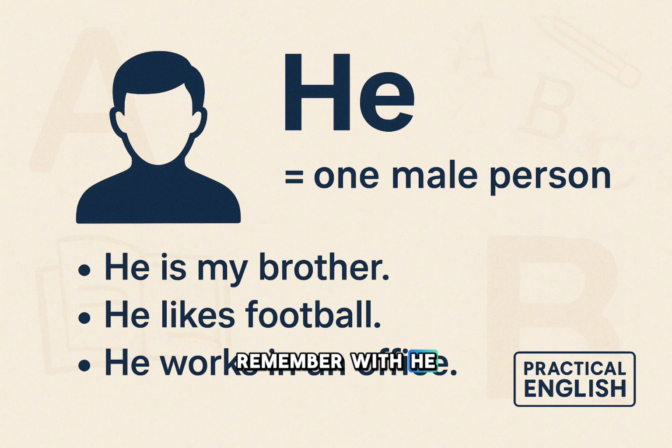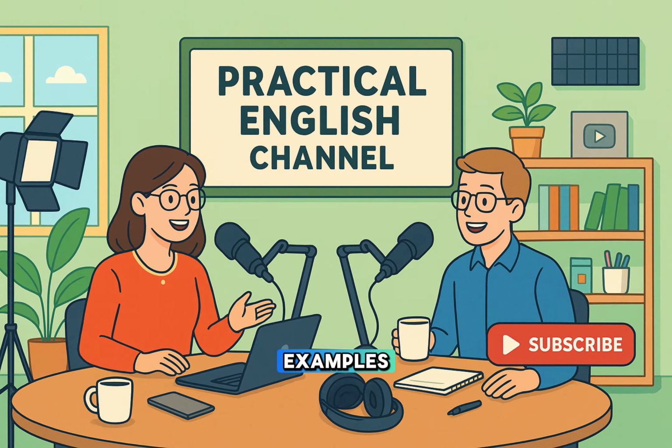Remember, with he, the verb usually changes a little in the present tense. For example, we don't say he like pizza, we say he likes pizza. That's a really good point. He plays football, not he play football. Let's give some simple examples. He is my cousin. He works in an office. He speaks Spanish. He drives to work every day.